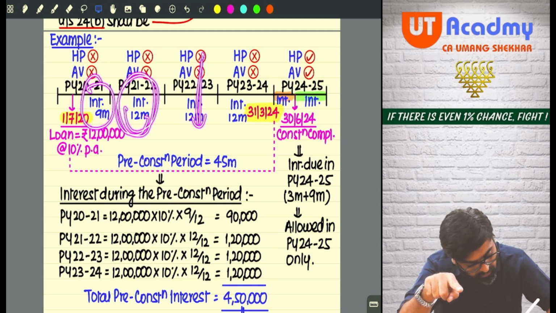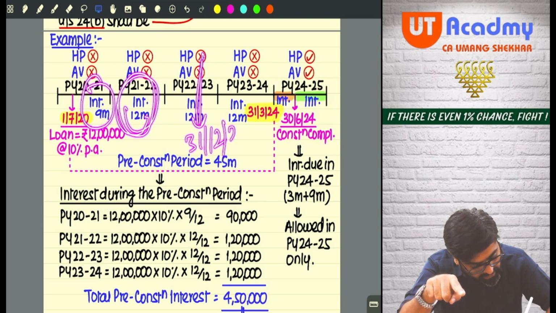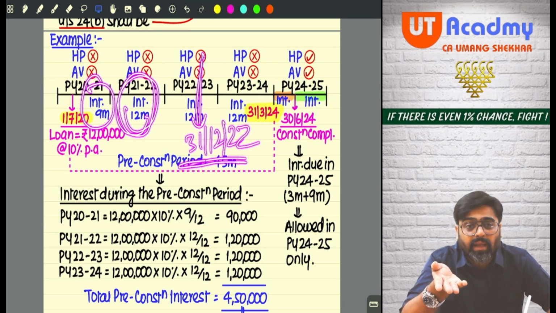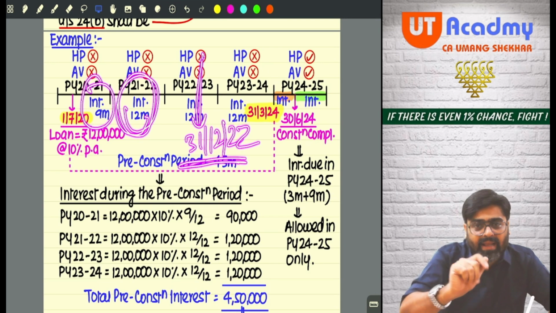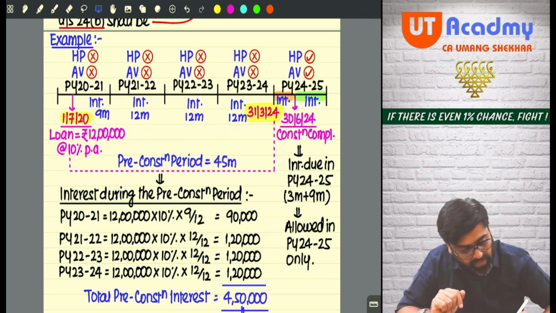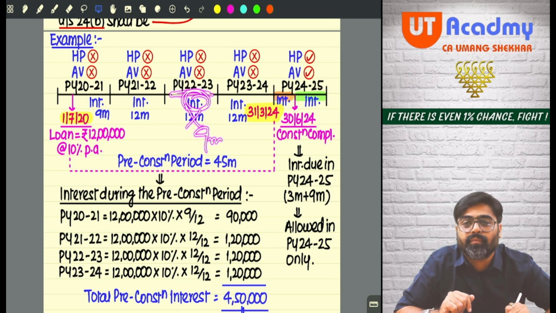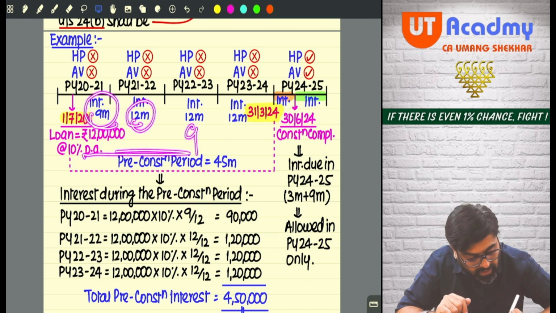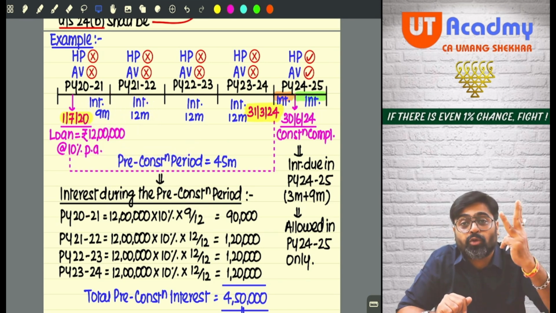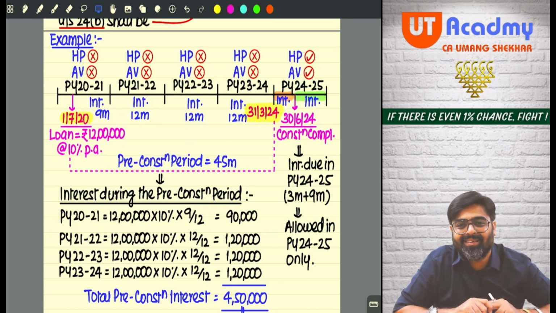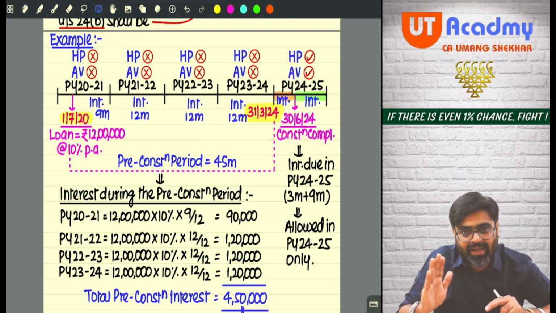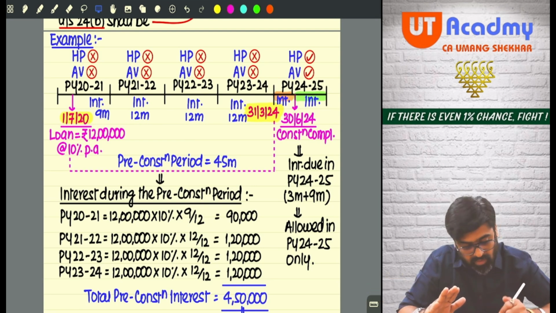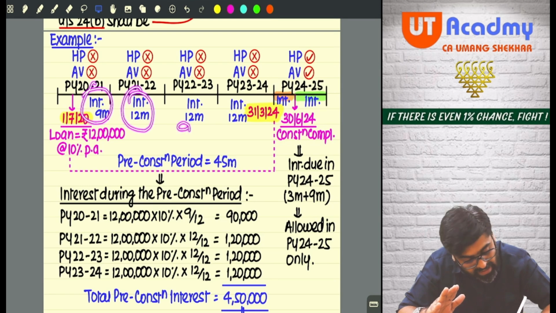But as on 31st December 2022, if the entire 12 lakh is repaid, so can I say in the year 22-23, now I will pay interest only for 9 months. So 9 months, 12 months, 9 months will be 30 months interest only, amounting to 3 lakhs. 12 lakh into 10% for 9 months, for 12 months and for 9 months.